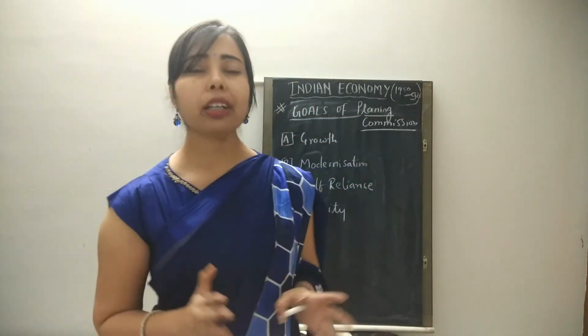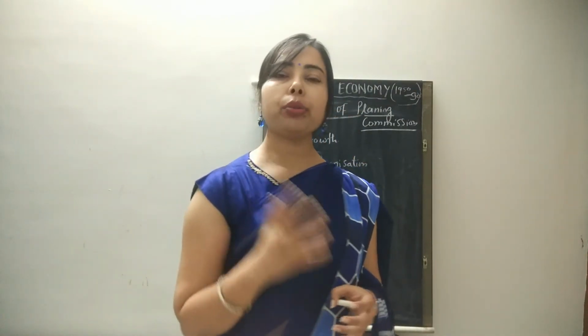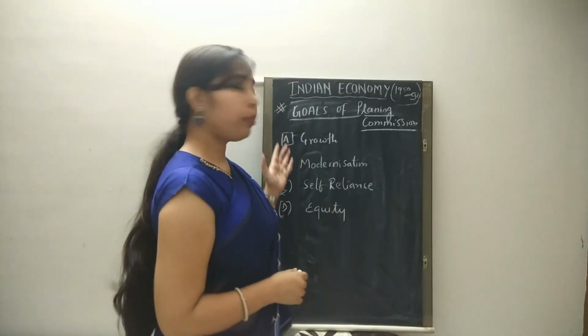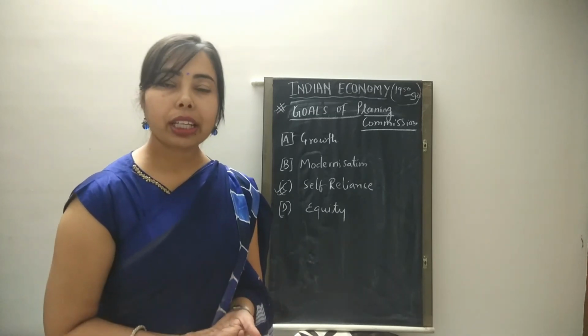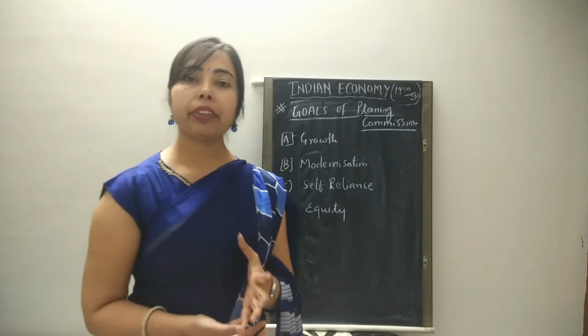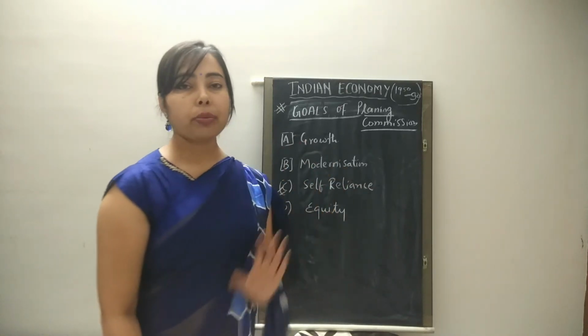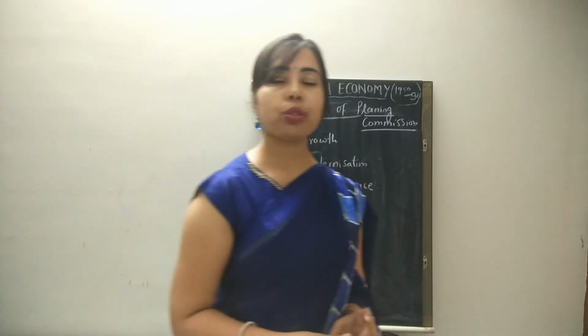So thinking about all these things, we are going to understand whether we were able to achieve these goals or not, whether there was any kind of failure, or any difficulty in achieving these goals. The main objective of the Planning Commission was to reduce poverty and increase national income, reduce inequality and the backwardness of the nation, and bring the nation back to a modernized state. So this was the main goal of the Planning Commission.